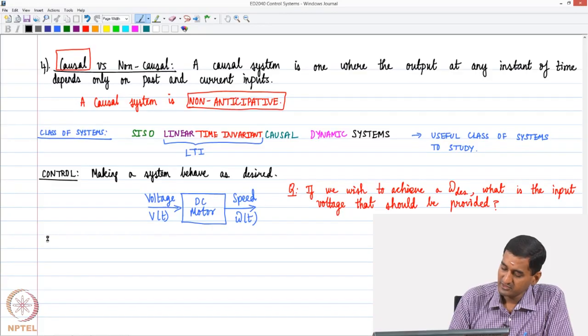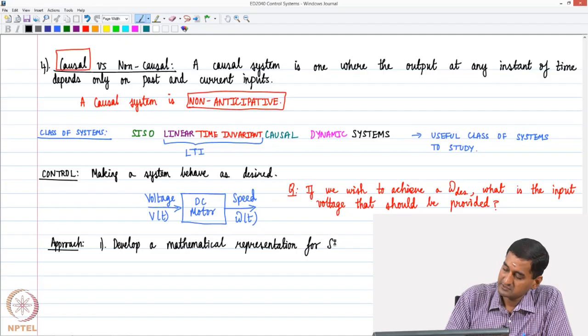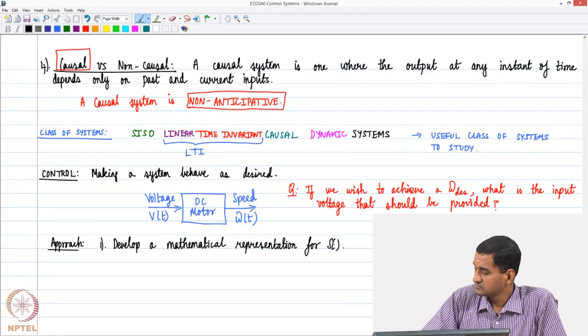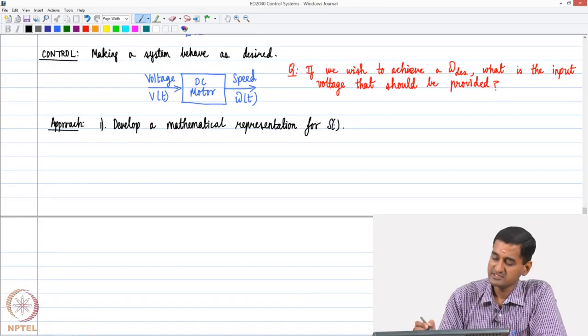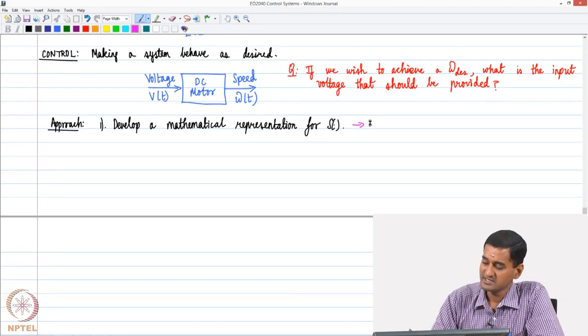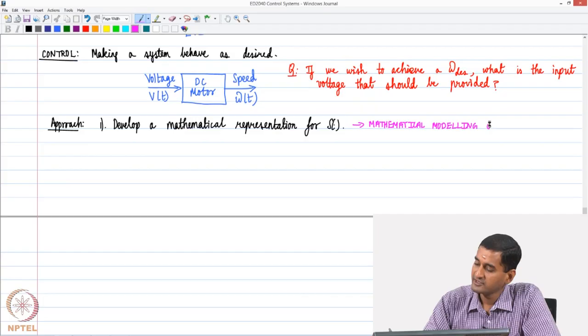And what is our approach that we are going to follow? In a very generic sense, we are first going to develop a mathematical representation for S, that is the first step. If you recall, S was the mapping between the input and the output. The process that we will follow is essentially to get a mapping for S. This typically constitutes what is called mathematical modeling of dynamic systems.